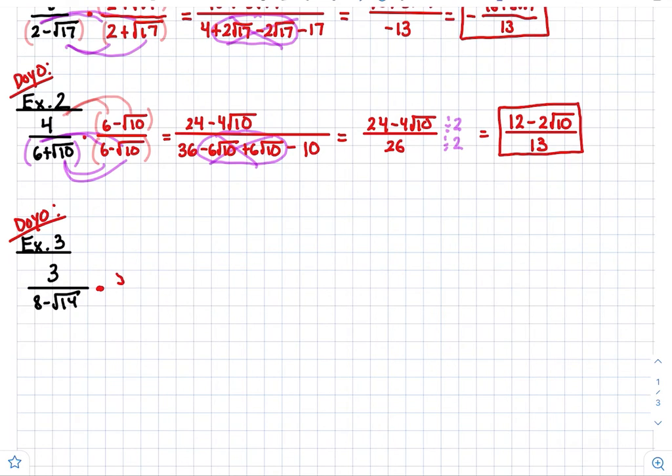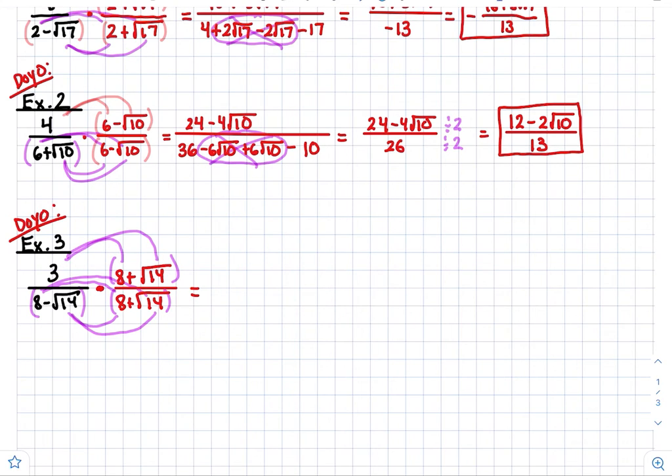Multiply top and bottom by the conjugate. So the conjugate of this is 8 plus the square root of 14, all over 8 plus the square root of 14. Now I've got to do our distribution, right? So the 3 distributes to both of these. And since this is a binomial times a binomial, the 8 distributes to both, and the negative square root of 14 distributes to both.